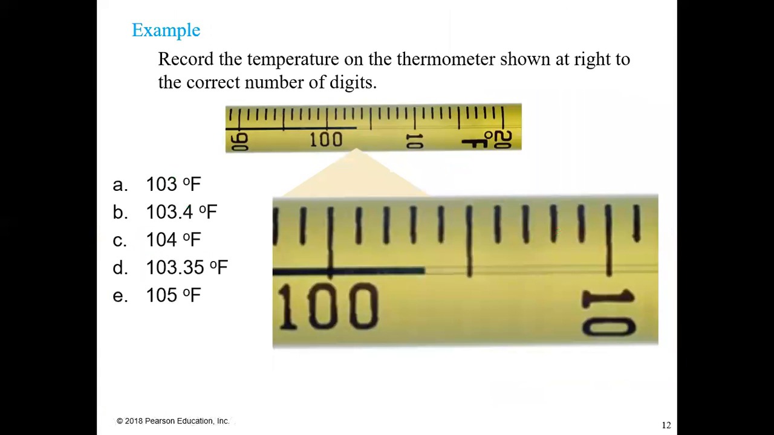Similarly, for this practice, we are reading this thermometer. The two markings that are very close to what you want to read are this one, 103, and this one, 104. So your reading should not stop at 103, neither 104. The correct reading should estimate only one more digit. So therefore, the answer is B.